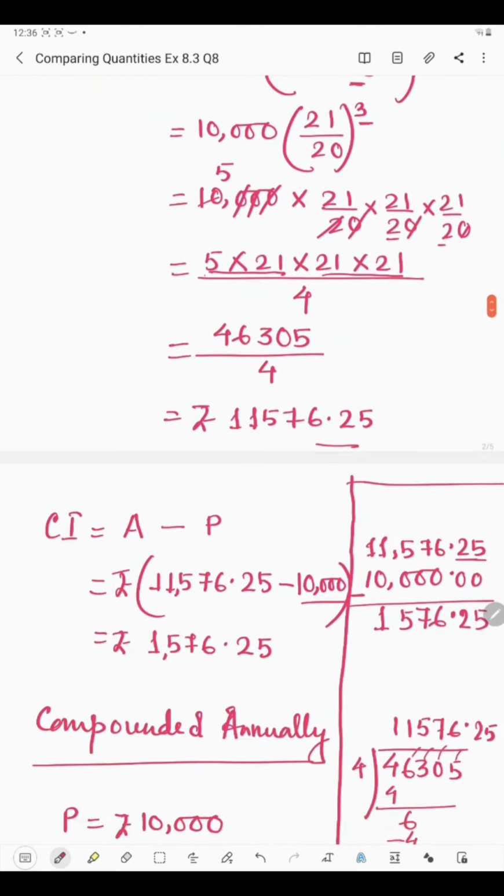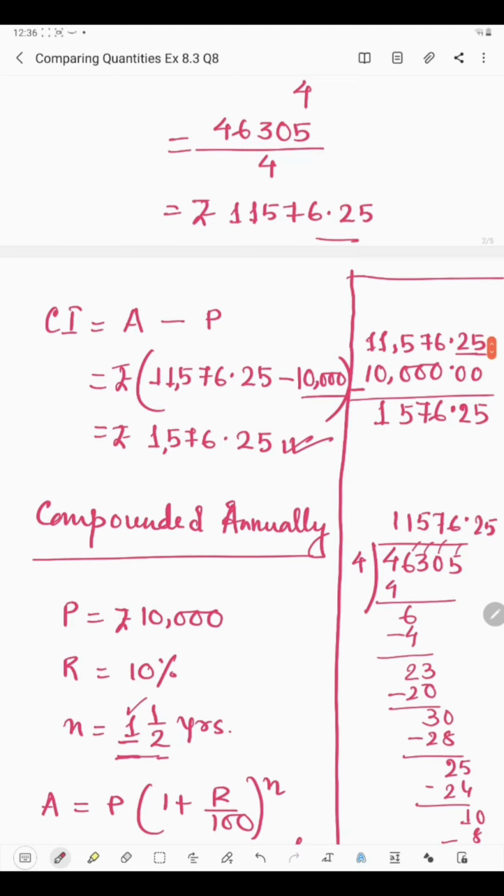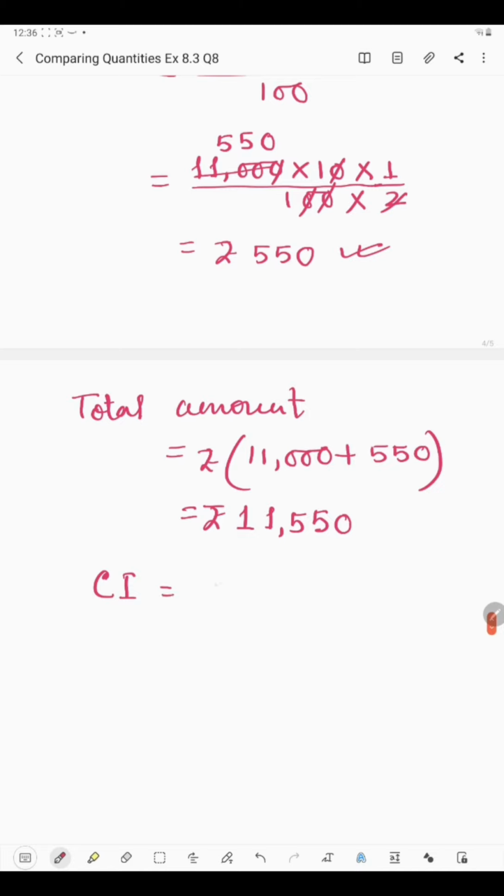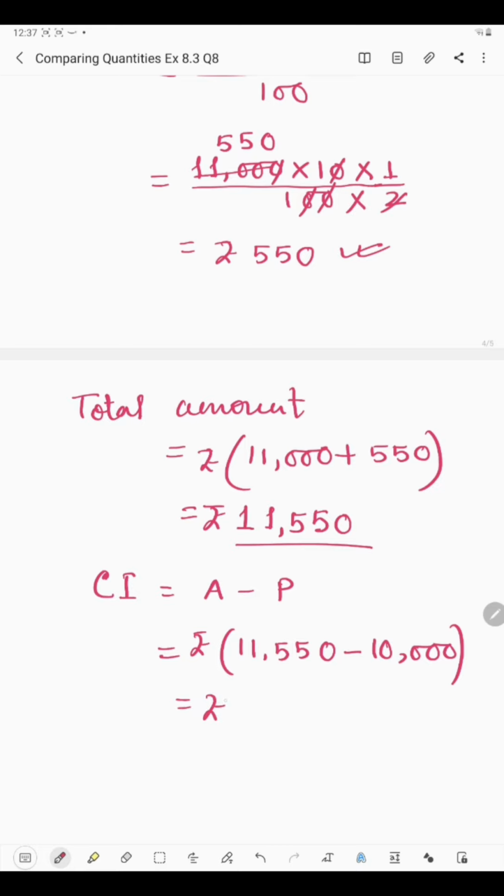So for this we need to find the interest. So here this is the interest for half yearly. Okay, now we need to find the interest for annually. So CI will be A minus P. So amount is rupees 11,550 minus principal is 10,000. So if you subtract this, 0 minus 0 is 0, 5 minus 0 is 5, 5 minus 0 is 5, 1 minus 0 is 1. So it's 1,550 rupees if the interest is calculated annually.